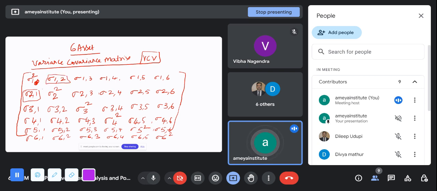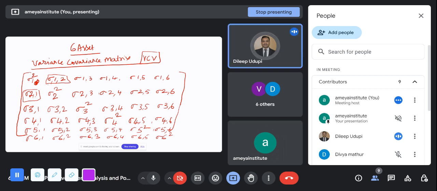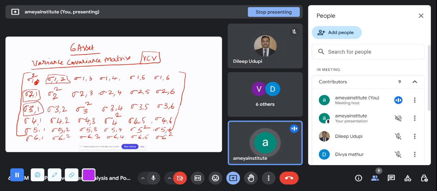The variance covariance between this asset and this asset will be the same, right? Yes. And 3 and 1 and 1 and 3 will be the same, correct? So like this, 4 and 1 and 1 and 4, 5 and 1 and 1 and 5, 6 and 1 and 1 and 6 will be the same, right?